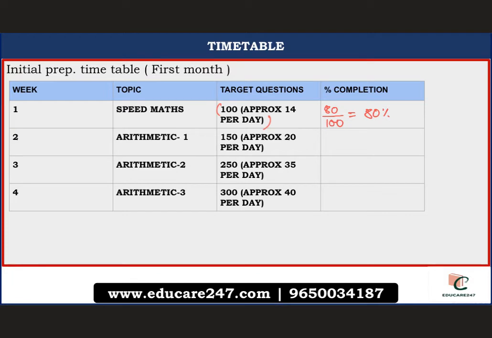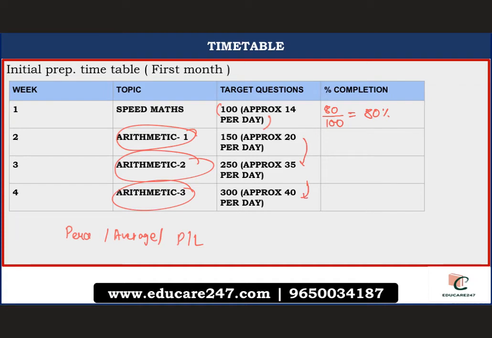Second, we come to arithmetic, right? Arithmetic 1 will start with percentages, then averages, right? Then we go to profit and loss, right? 3 chapters per one arithmetic module. All right, like that you have 2 and 3 arithmetic modules. So I have gradually increased the number of questions that you will be going around, and you will track the percentage completion on your own.